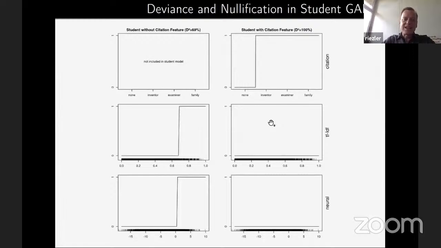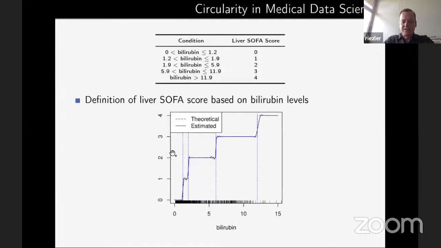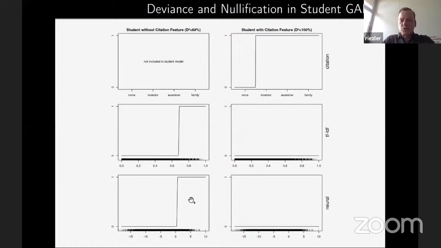So what we see in the left-hand column here is a model that does not include the citation features. The second image in the left column tells us that TF-IDF is a very good predictor of binarized relevance, not relevant to relevant. And the neural score is also a very good predictor.